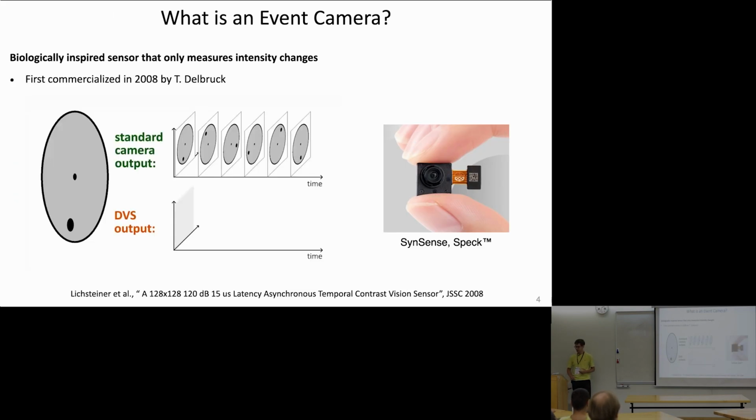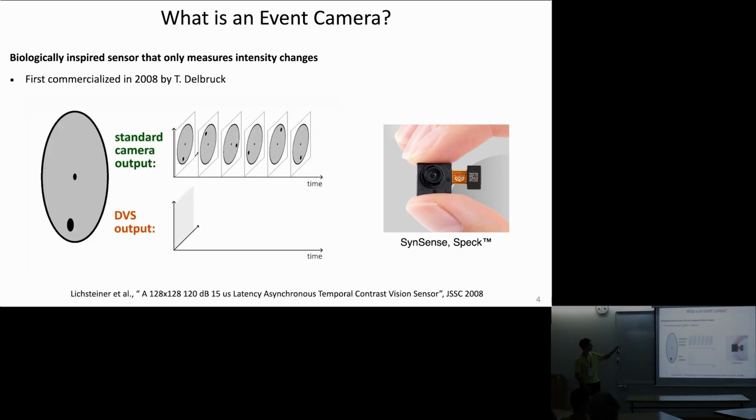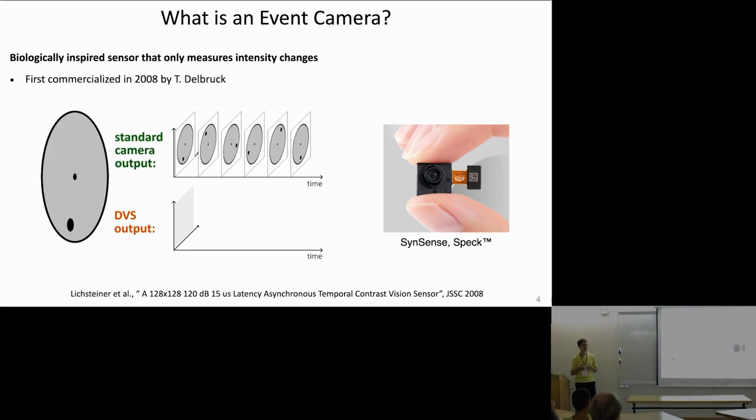So an event camera was first commercialized in 2008 from the University of Zurich from this professor Toby Delbruck. Maybe you already know him. And it's a sensor that is inspired by biological vision. So the idea is that instead of seeing the world as a sequence of images, the event camera only sees changes in the images and encodes these as spikes.